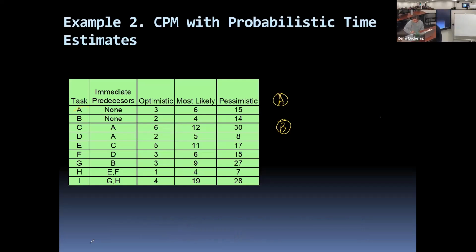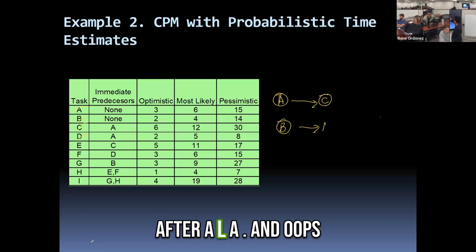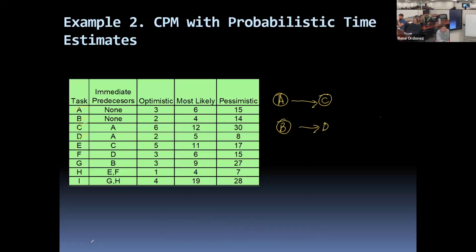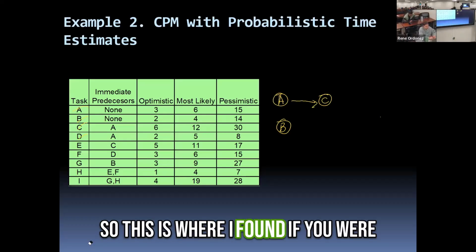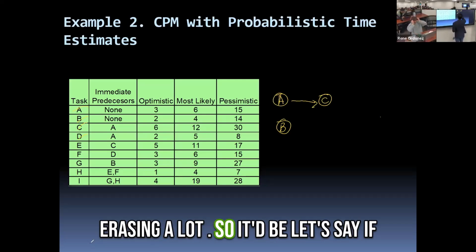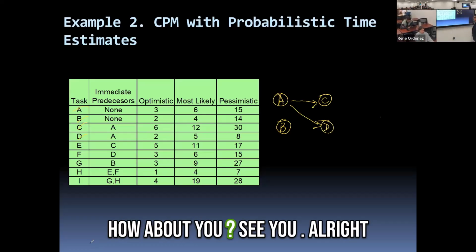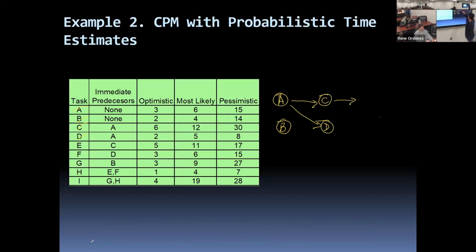Okay, so how about C? Comes after A. Okay, how about D? Also after A. Nope, oops, comes out of A. Where's my eraser? So this is where I found, if you were drawing this, you'll be erasing a lot. So let's say if we go this way. How about E? C. Alright.